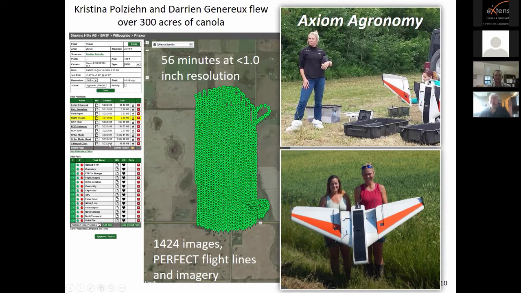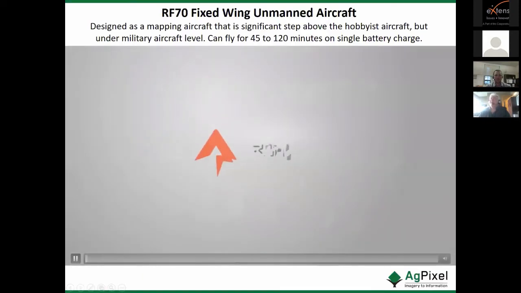On the left here, you're seeing the part of our portal where we make all the data accessible to the people who need it. Now, this is a fixed-wing aircraft I'm flying.